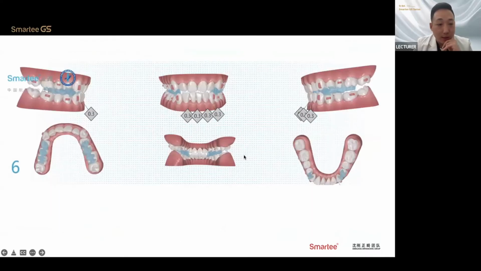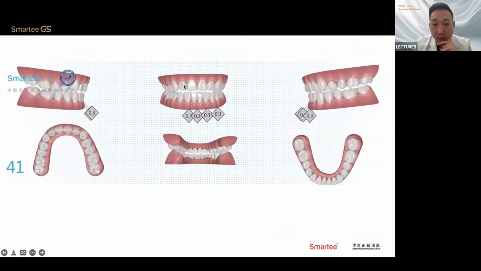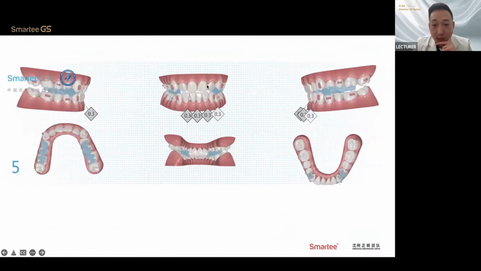This is the animation in phase 1. At this time, we move the mandible forward. And at the same time, you can see I do a lot of intrusion of the anterior teeth, both the upper and the lower incisors here.